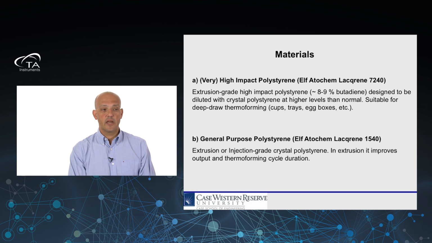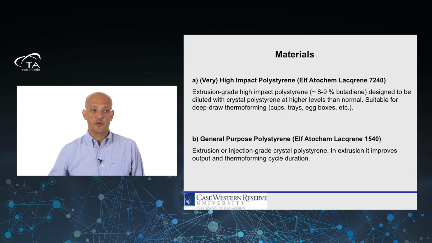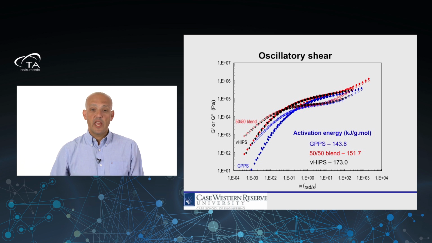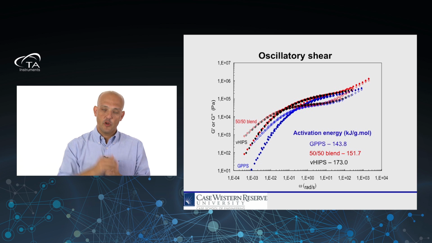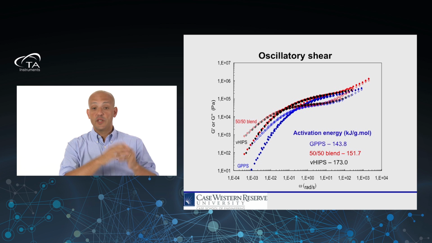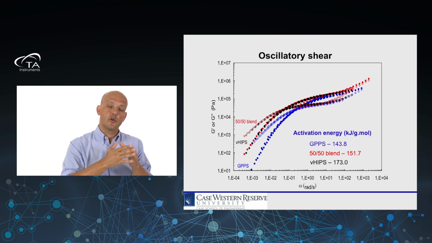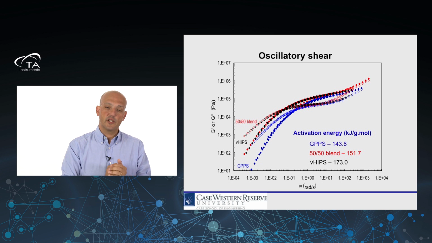We used a high impact polystyrene, 8 to 9% of this rubber phase, in this case a butadiene, which we blended with a general purpose polystyrene. And I'm just going to show you results for the two materials plus a 50-50 blend, although we did test for more. And we start off by doing what we normally do. So we want to look at this problem computationally. We have a part, a computationally thermoformed part, and we want to understand what happens.